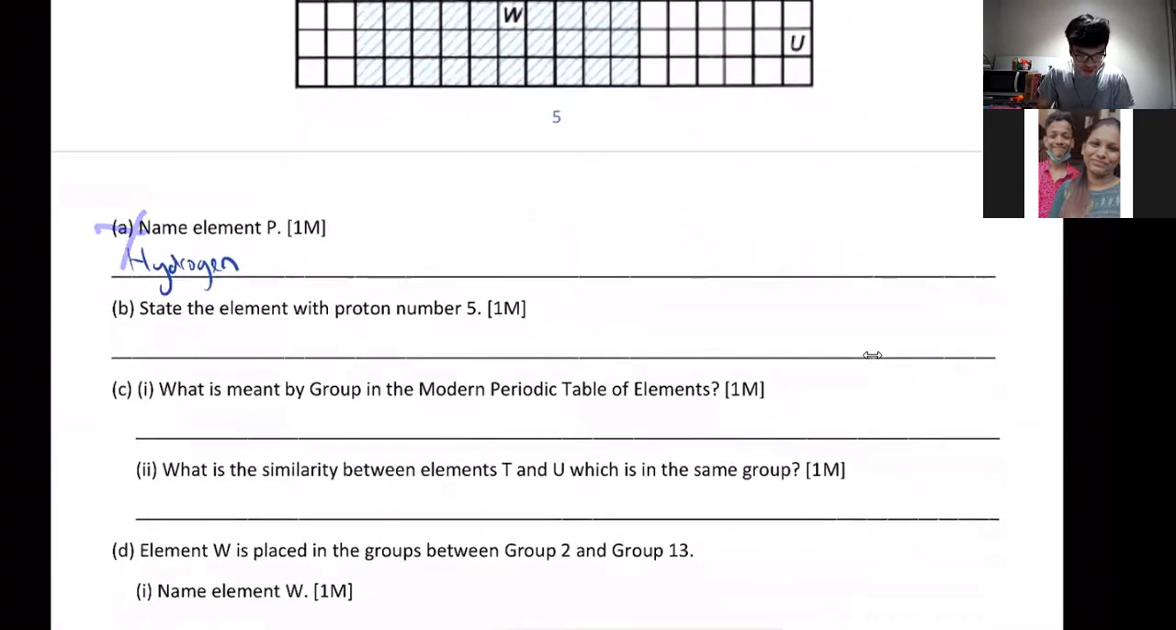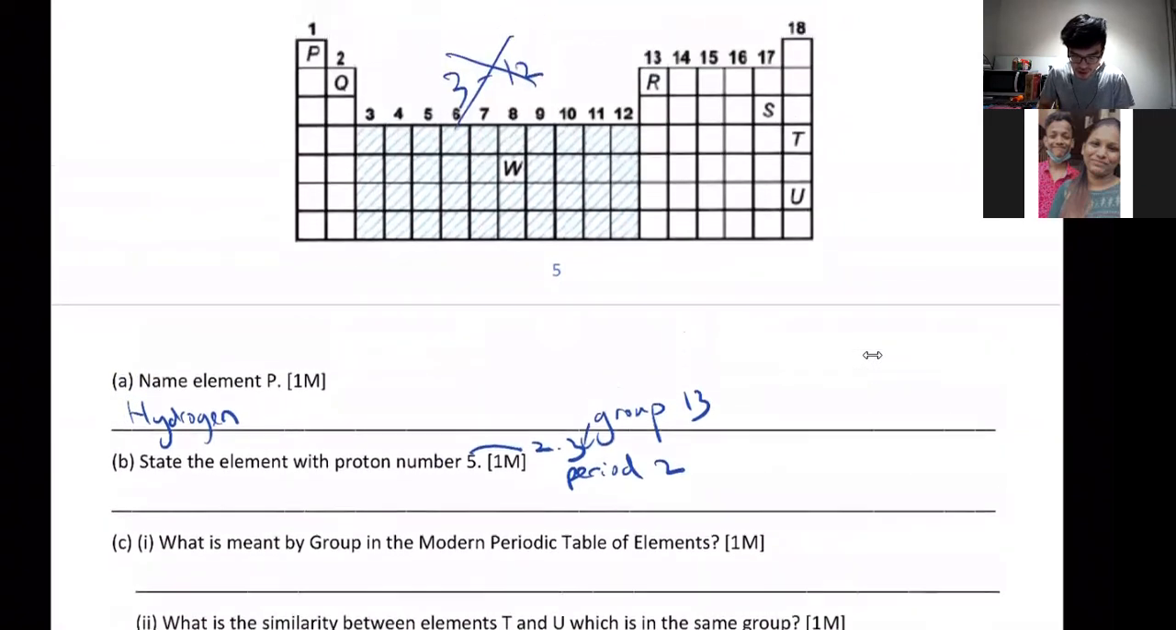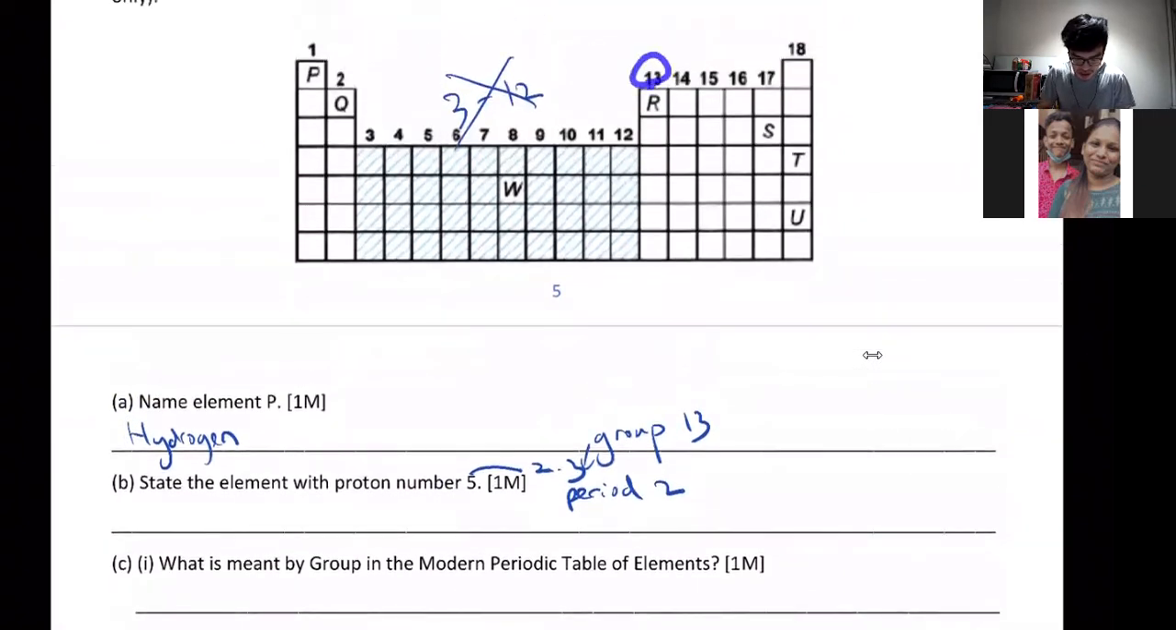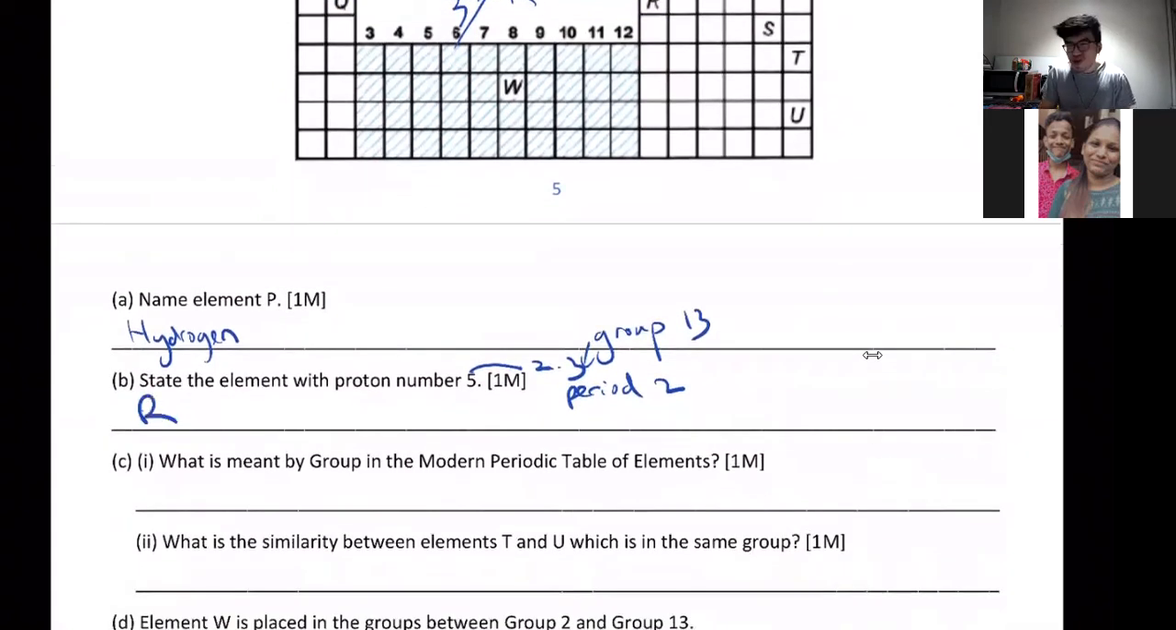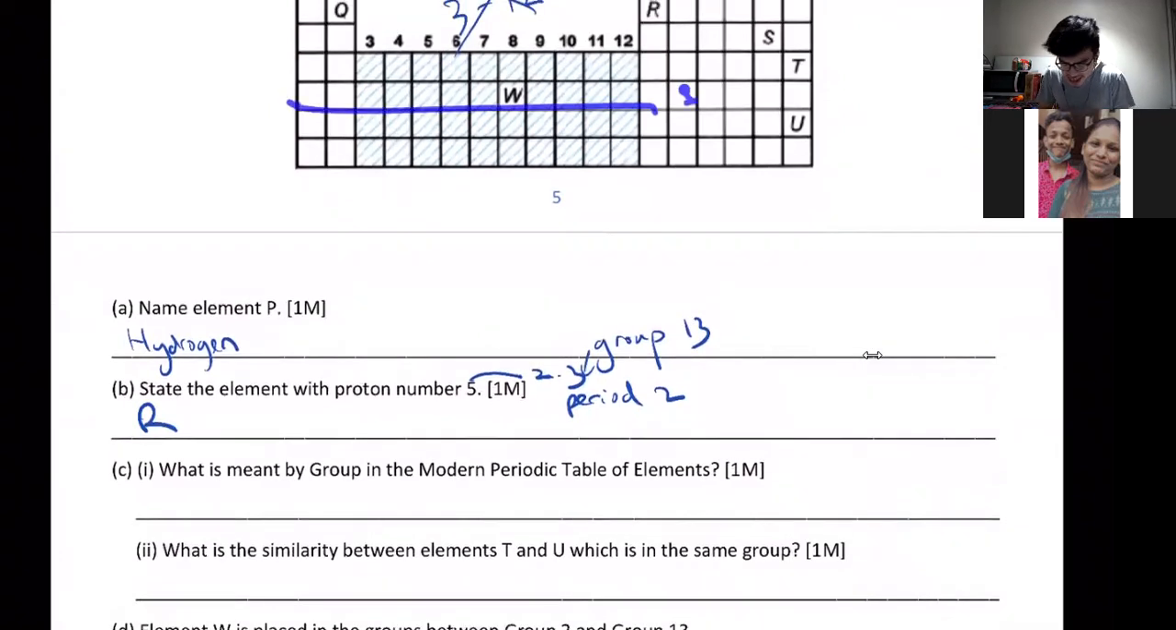Okay, next one, B, state the element with proton number 5. So 5 is 2.3. That means this is group 13, period 2. So who is group 13 period 2? There's only one here. No, there's R. So very obvious one. If you get something like here, that means something is wrong. That means you did something wrong.